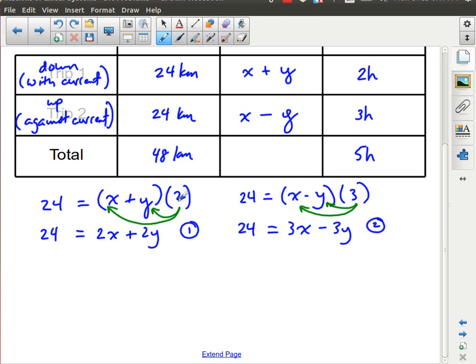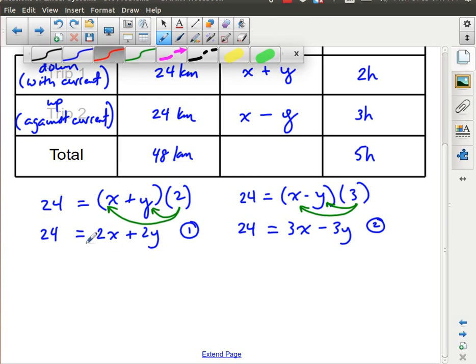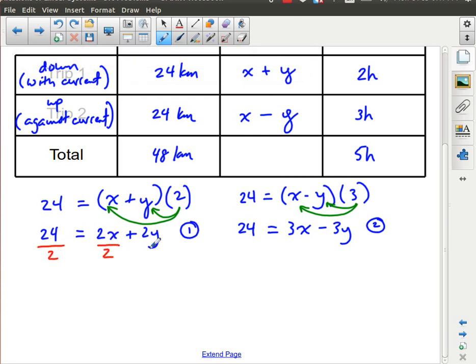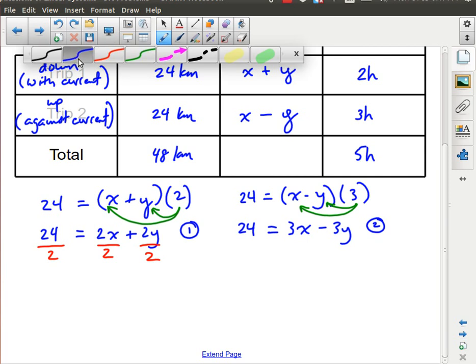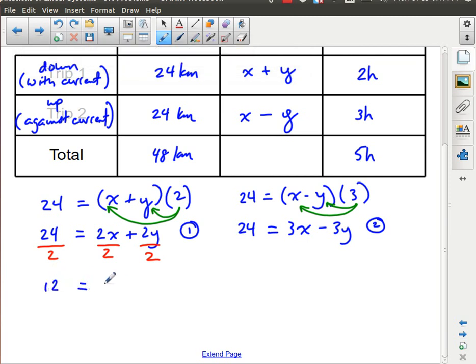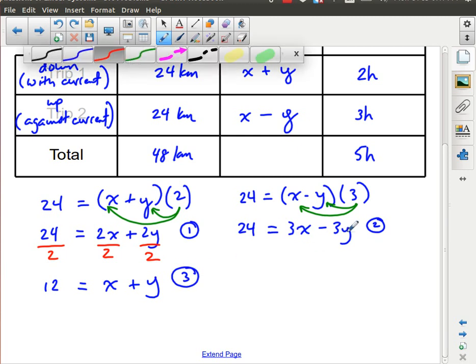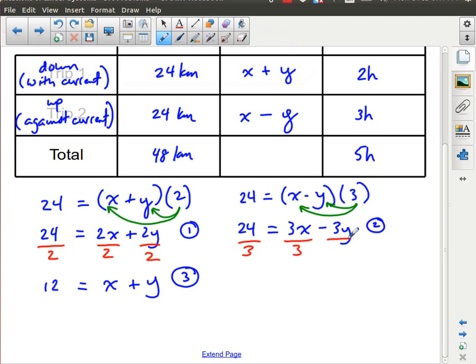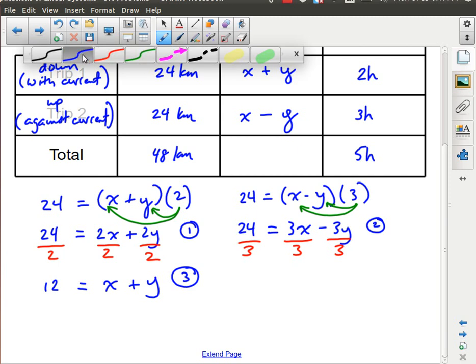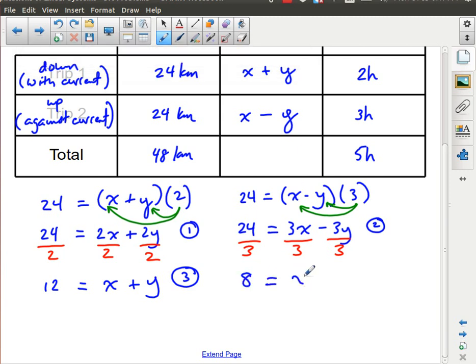24 and 2 are all even numbers, so I'm going to divide everything by 2 to simplify this. And from that, I get 12 equals x plus y. Call that equation 3. And similarly, over here, 3 and 3, and it turns out 24 is divisible by 3, so I'm going to divide everything by 3. This won't always work out so nicely, but we should be grateful that it did here. And we get 8 equals x minus y. That's equation number 4.